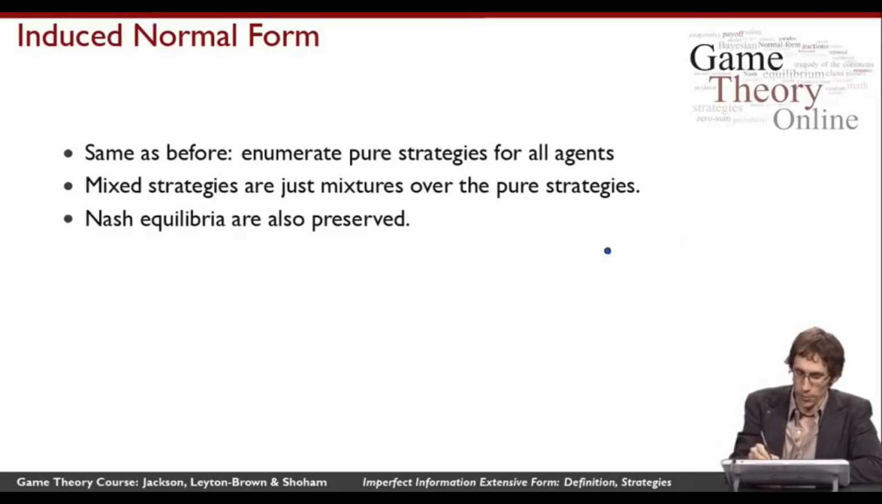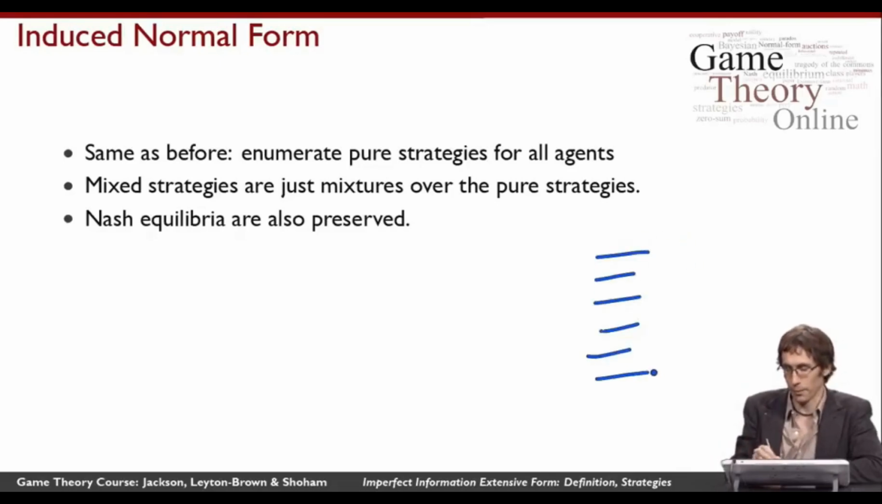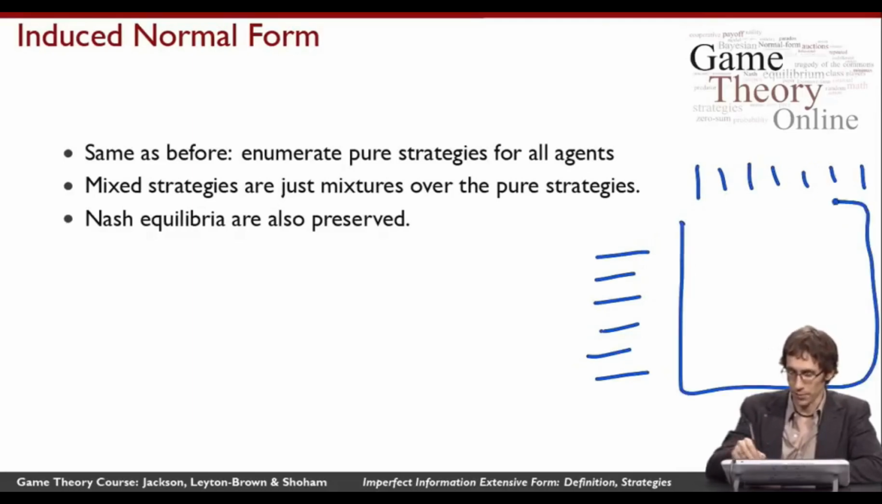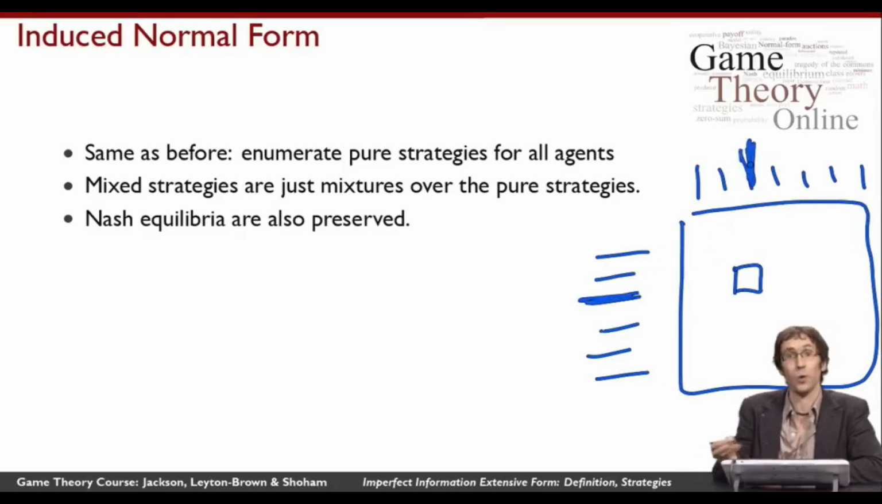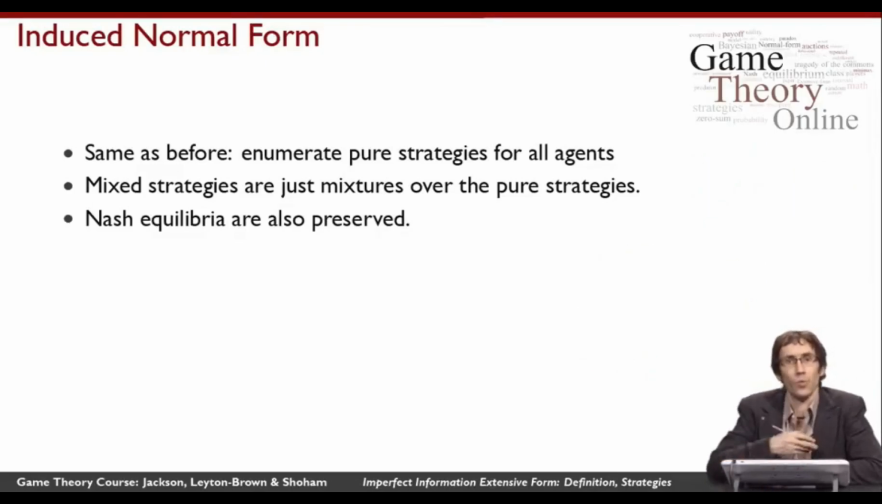So I take all of the pure strategies for player 1 and I make them into rows. I take all of the pure strategies for player 2 and I make them into columns. And then this gives me my matrix. And for every cell of the matrix, I say, well, if player 1 took this pure strategy and player 2 took this pure strategy, what payoff would result? And I put that into this cell of the matrix, and I fill in the whole matrix that way. And once I have the matrix like that, then I'm kind of done.